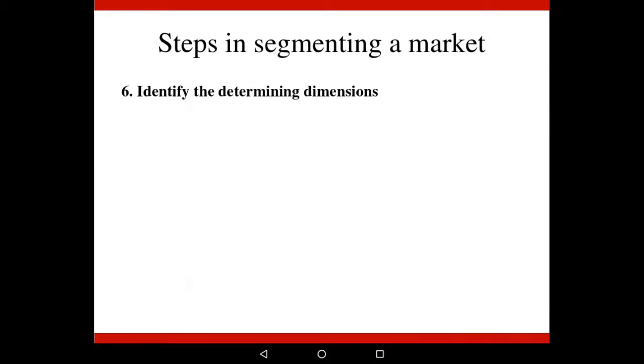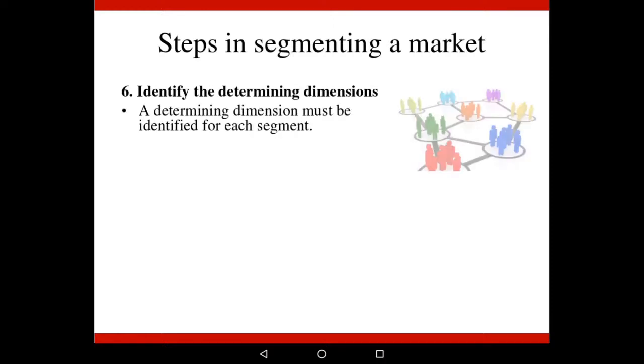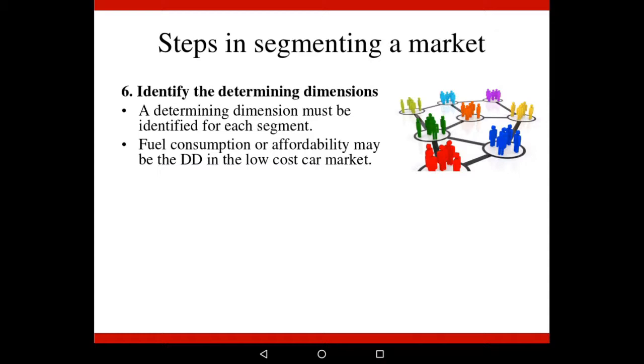Alright, so then you identify the determining dimensions. For each segment there must be a determining dimension. In other words, what is it that the consumer is going to look for before choosing to buy? Fuel consumption or affordability may be the determining dimension in the low-cost car market. So, for example, sellers of low-cost cars might recognize that the reason people buy low-cost vehicles is because of the affordability of fuel consumption. In other words, it doesn't use so much fuel. It's very light on petrol.